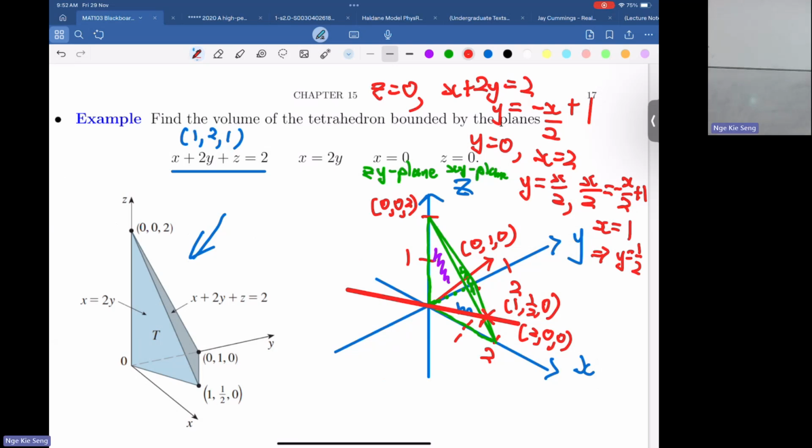Any question? Do you know what we are doing? Can try and repeat. x equals 2y intersecting the plane x plus 2y plus z. How to find the intersection?